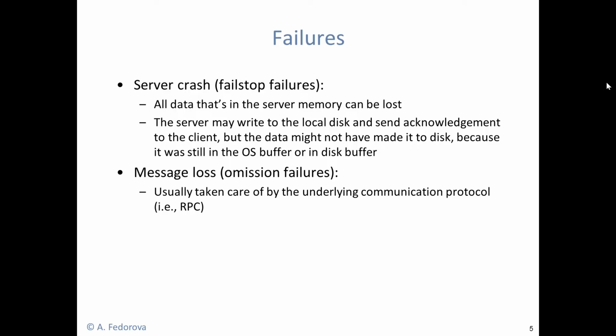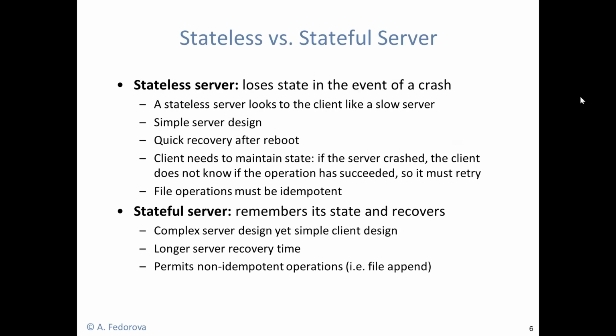Another type of failure that we usually expect with distributed file systems is, of course, message loss, but that is typically taken care of by the underlying protocol that transfers the data between the client and the server. In the case of NFS, this is the RPC protocol. Systems like NFS don't make any special provisions for Byzantine failures and other more complicated failures than these two.